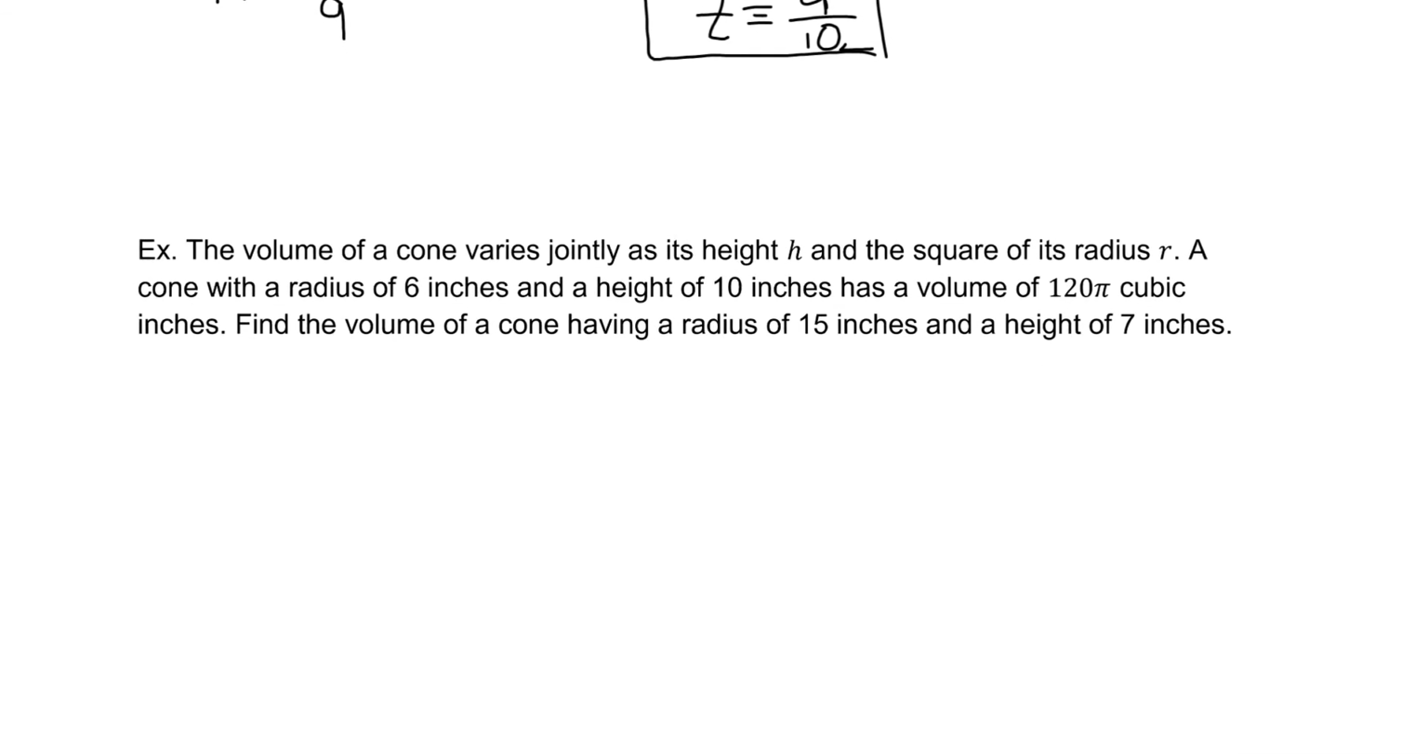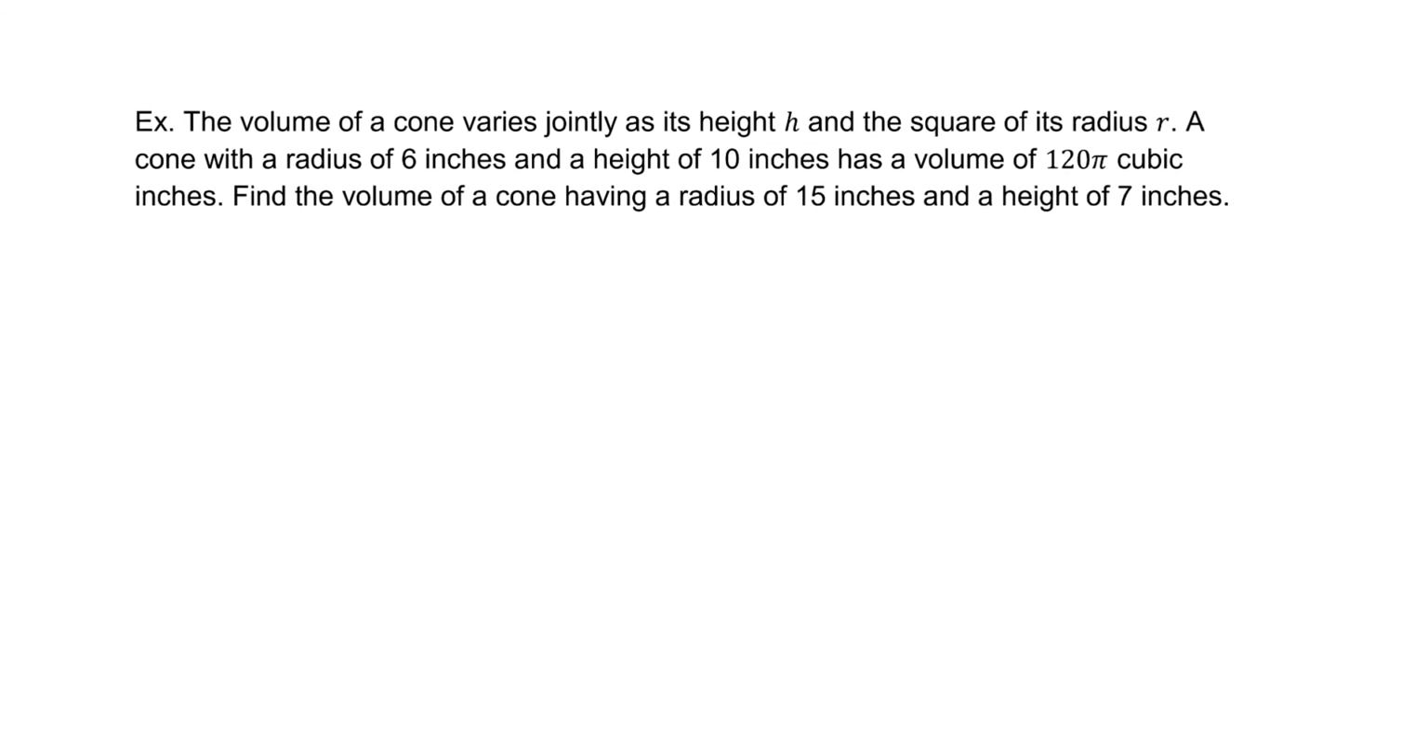So let's go ahead and look at our last example. So our last example says the volume of the cone varies jointly as its height h and the square of its radius r. A cone with a radius of 6 inches and a height of 10 inches has a volume of 120 pi cubic inches. Find the volume of a cone having a radius of 15 inches and a height of 7 inches. So it's got a lot of information.